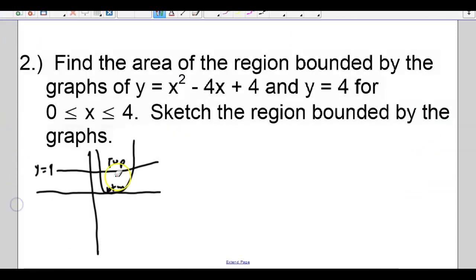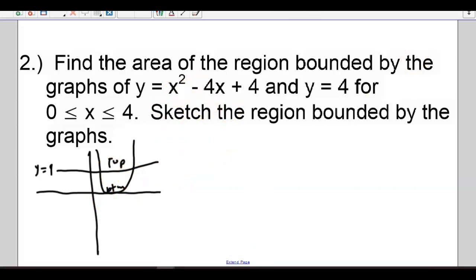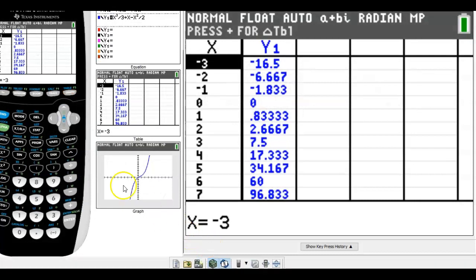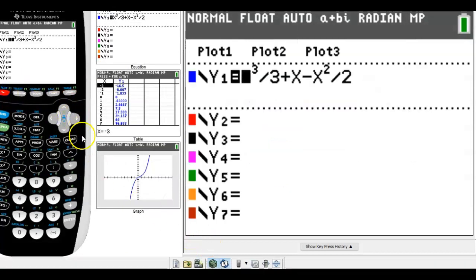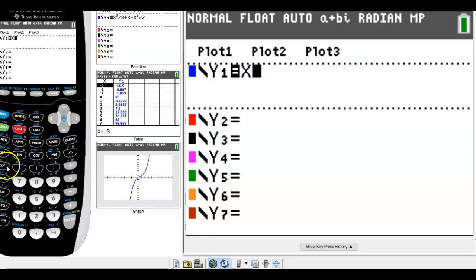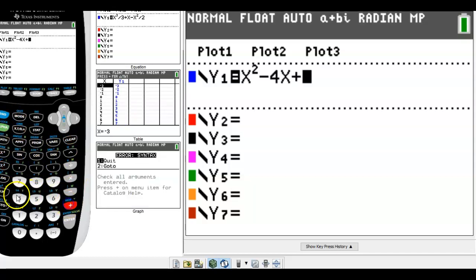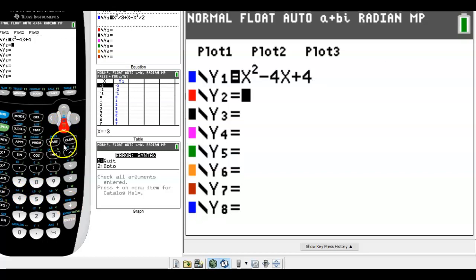Here, let's do another one. I already put the sketch here, but anyway, let's graph it. x squared minus 4x plus 4. And what was y? y equals 4, right?